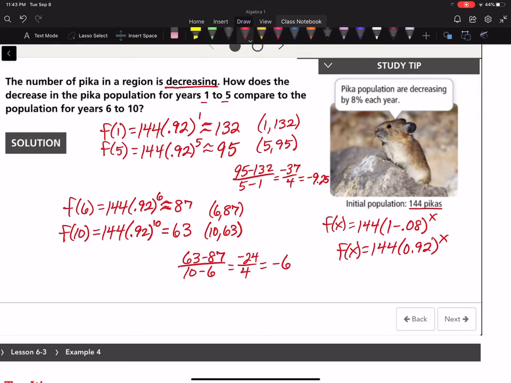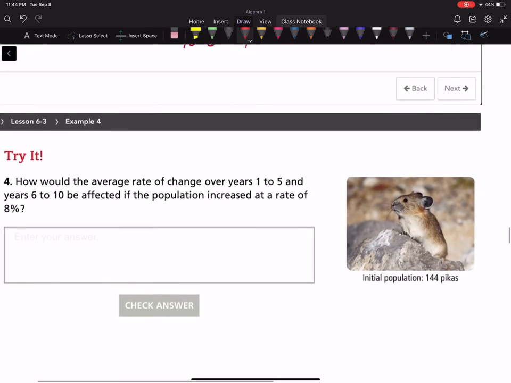So, as you can see, between years 1 and 5, the population is decreasing faster than it is between years 6 to 10. So, 1 to 5, it's decreasing negative 9.25 pikas per year. 6 to 10 years, it's decreasing 6 pikas per year. Okay? So when it says to compare, you're just going to say it's decreasing faster from 1 to 5 than it is 6 to 10. It just decreases faster from 1 to 5.